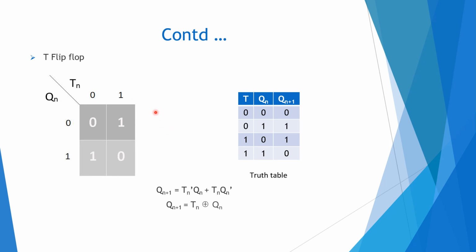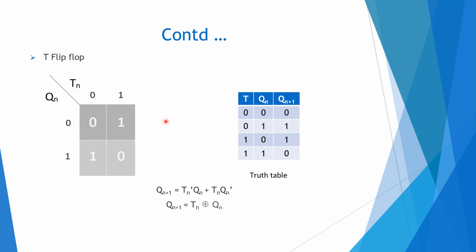So let us now find the characteristic equation for the T flip-flop. This is the truth table for the T flip-flop. When T is equal to 0, there will be no change in the output. Qn+1 will be Qn, so Qn is 0 0 1 1. And when T is equal to 1, it toggles. So when Qn equals 0, Qn+1 will be 1. When Qn equals 1, the output will be 0.